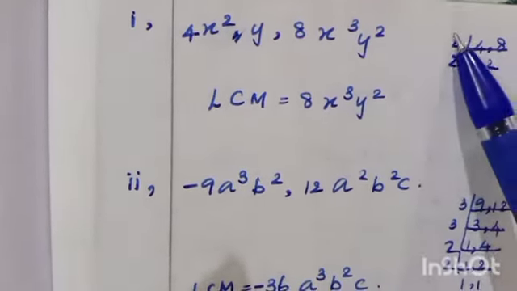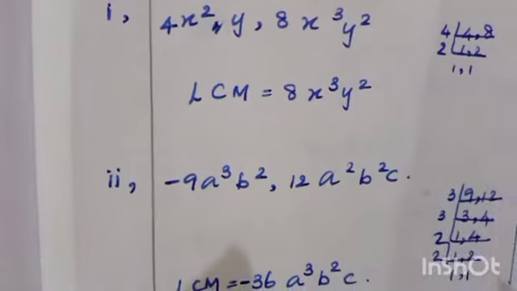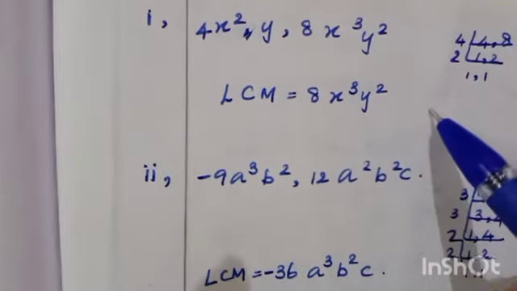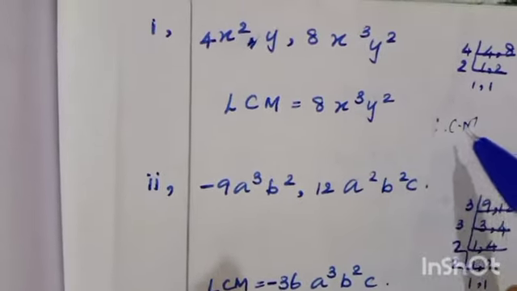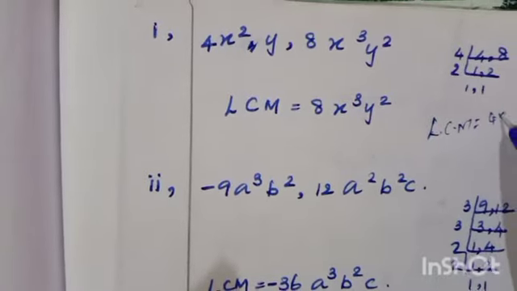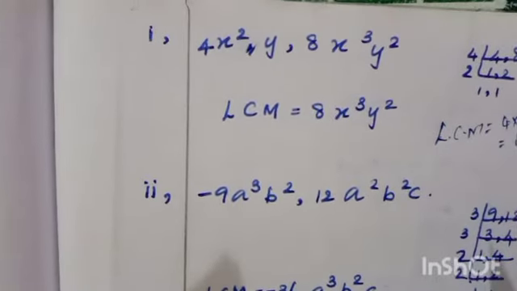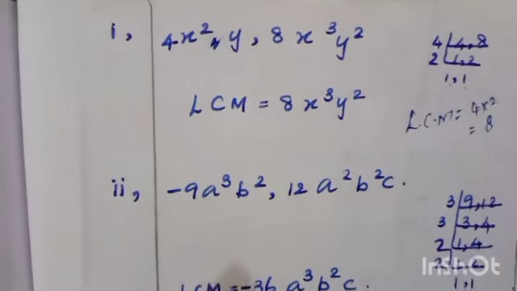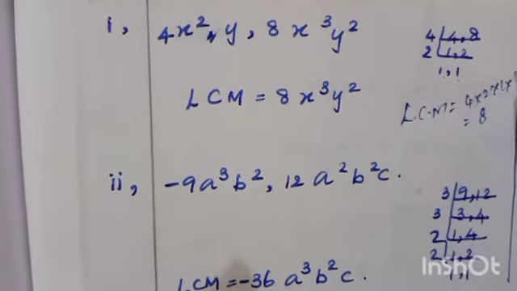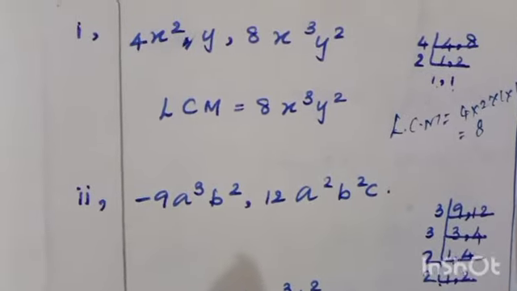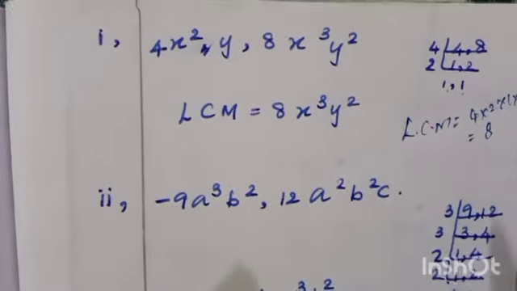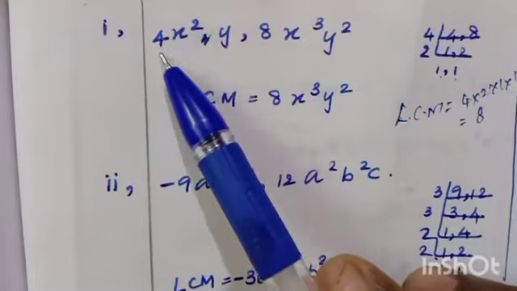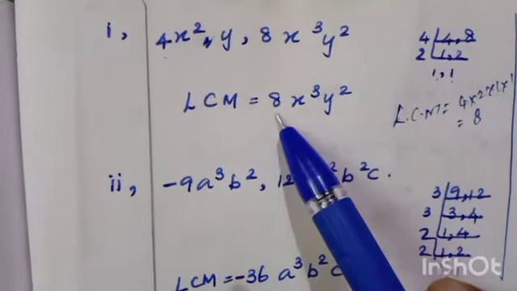So LCM means the product of common factors and independent factors. So LCM is 4 into 2, that is 4 into 2 into 1 into 1, which gives the same number. So it is 4 into 2, which is 8. So the LCM of 4 and 8 is 8.